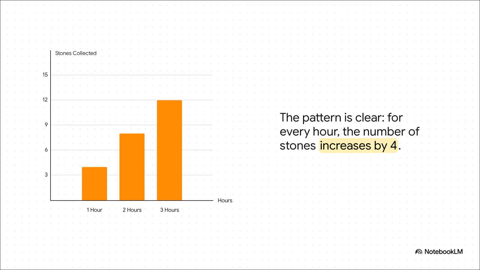And now for the big payoff, our final tool, the graph. When we plot the points from our table, what do we see? A perfectly straight, totally predictable climb. For every 1 hour that passes, the number of stones just rises by exactly 4. It's the rule, made visible.